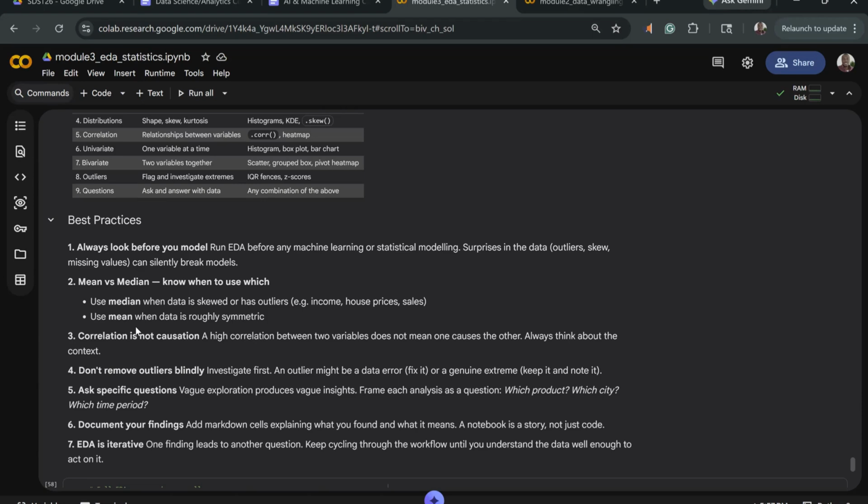Always ask questions. Write down your findings using Markdown. Explain it. A notebook is a story, not just code. EDA is iterative. One finding always leads to another question. Always keep cycling through the workflow until you have the full understanding of what your data is saying and how you want to work on it.